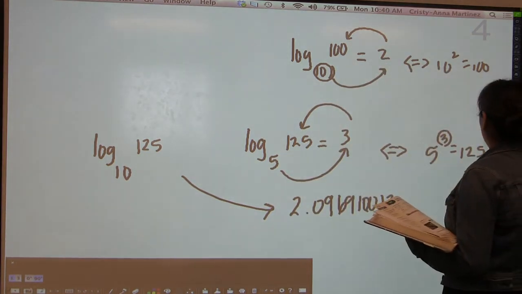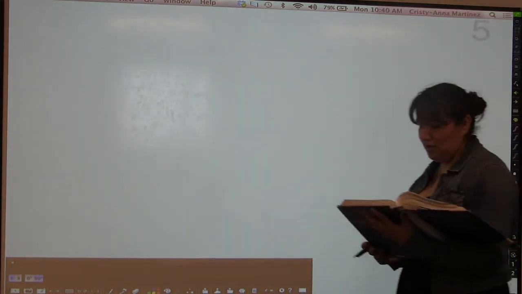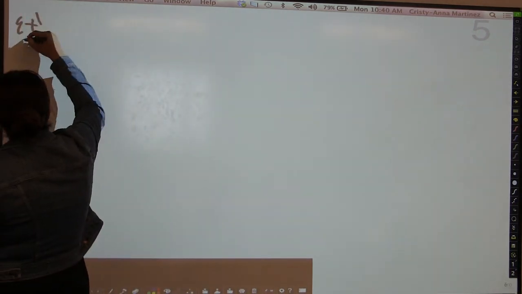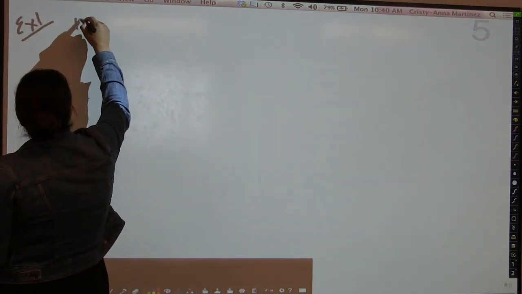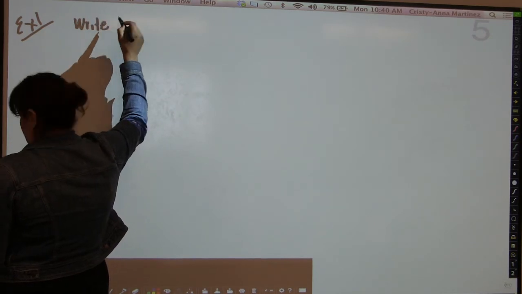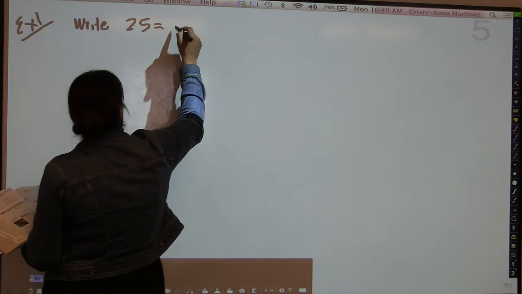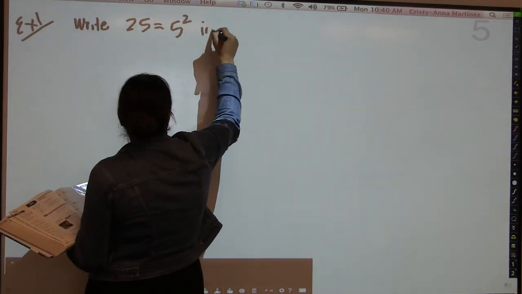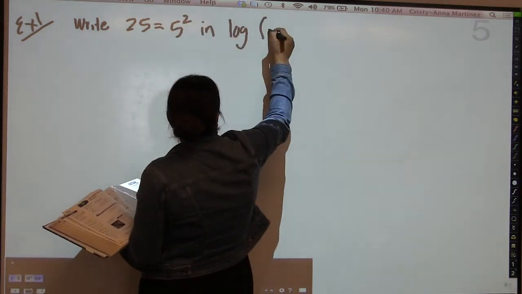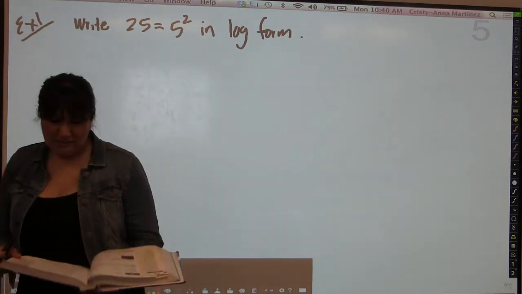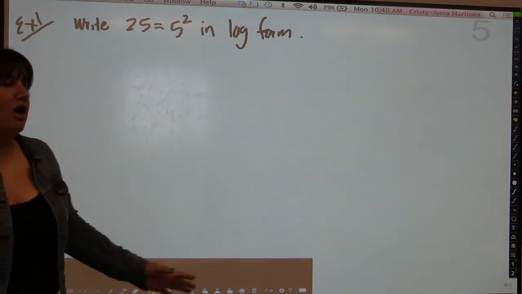So let's see if we can, I'm going to do an example here for you, and then I'm going to have some of you volunteers come up here and do some others. This is our first technical example. It says write 25 equals 5 squared in logarithmic form. And I'm going to abbreviate that as log form. So all I'm doing is taking this little guy and writing it in log form.